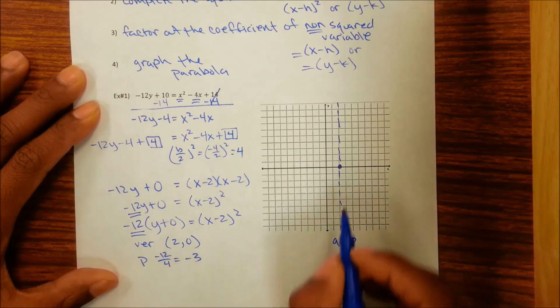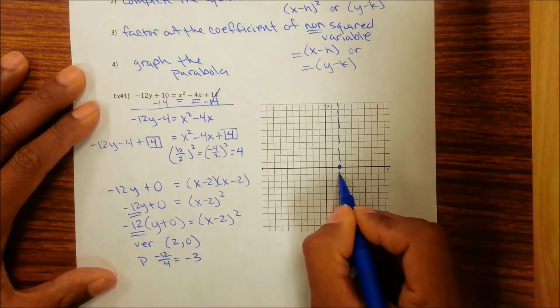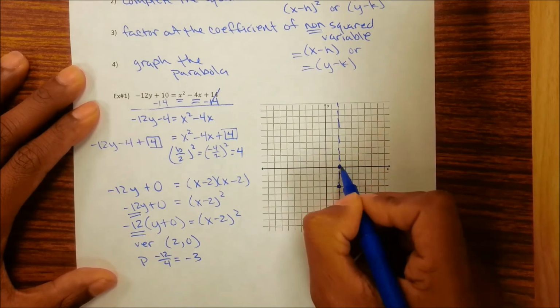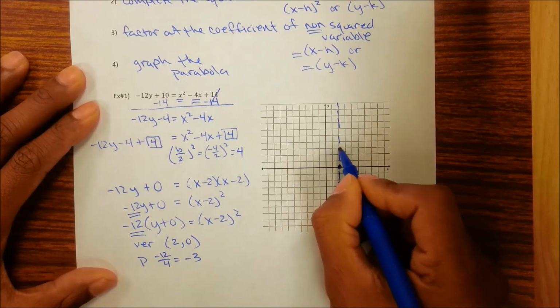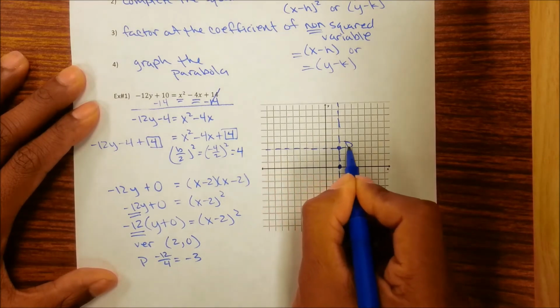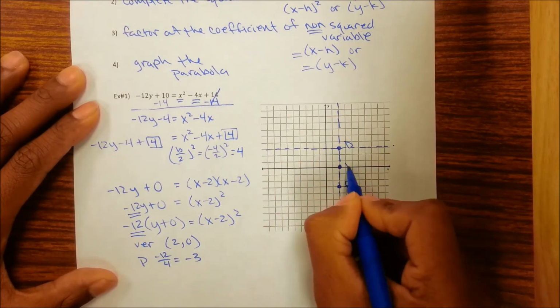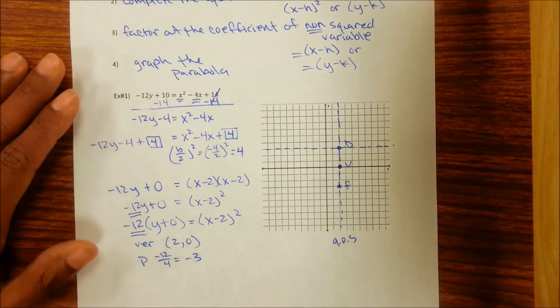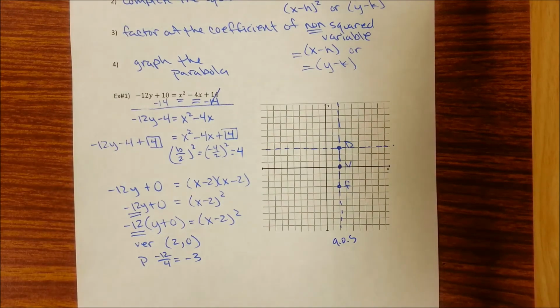So that means that my focus is down 3 units. So 1, 2, 3. There's my focus. My directrix is up 3 units. 1, 2, 3. There's my directrix. So my directrix is going across. My vertex is between the directrix and the focus. And my focus is going down 3 units.